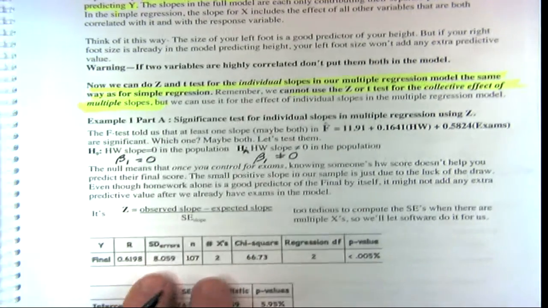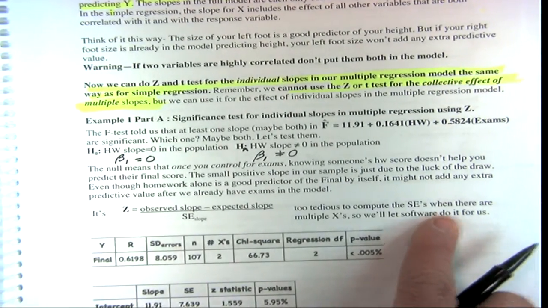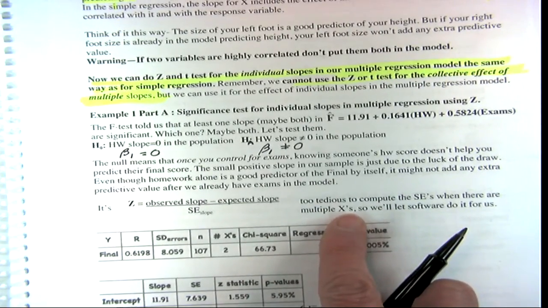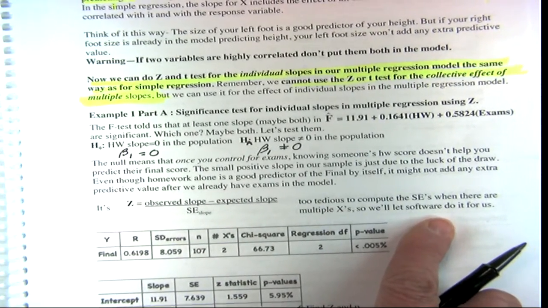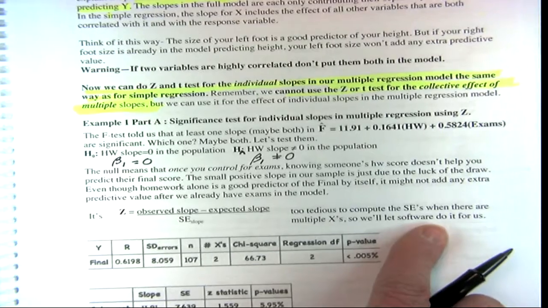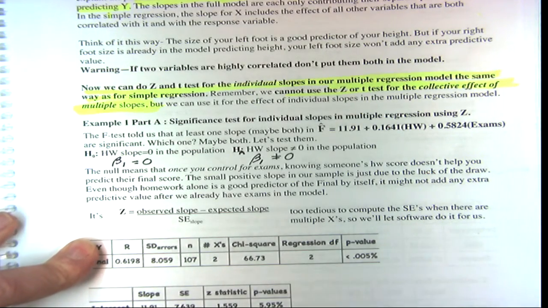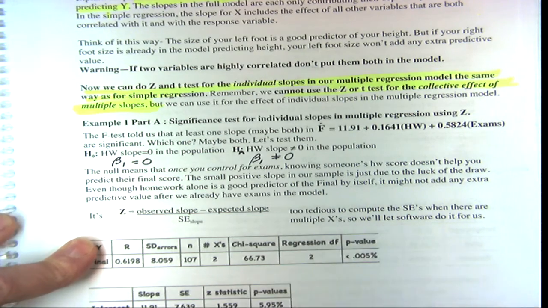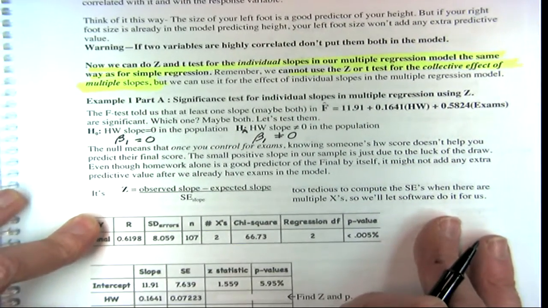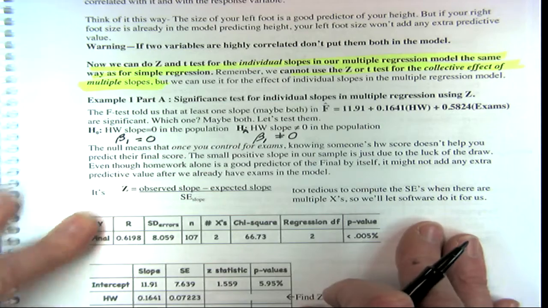Now, we're not going to have you compute these standard errors anymore, because when you have these multiple x's, they're really tedious to compute. We just did it for a single x, but now when you have multiple regression, we're just going to let the software do it for us. It's just tedious. So that's what we're going to do.